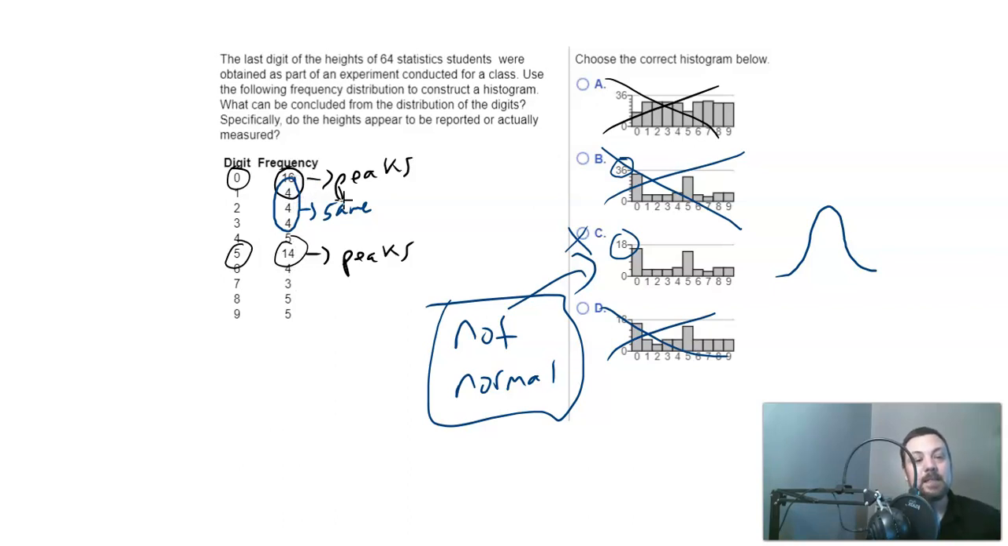But we have these peaks at 0 and 5, which would seem to indicate something fishy is going on. So when you ask somebody how tall they are, we normally are not that precise about it. We usually round, right? Now, in the United States, we measure our height in feet and inches. So I would say I'm 5'10", right?